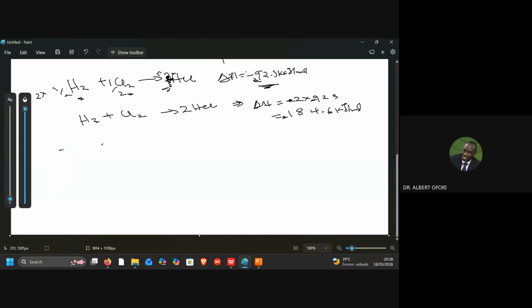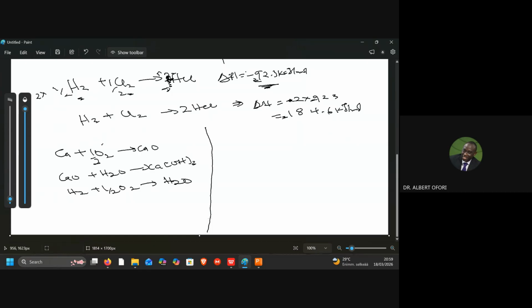I know it's late, but then so we have calcium plus oxygen giving calcium oxide. We have calcium oxide plus water, giving you calcium hydroxide. Then we have hydrogen plus oxygen, giving you water. Now, how do I do the calculation? The arrow here means that this part is the reactant, this part is the product.